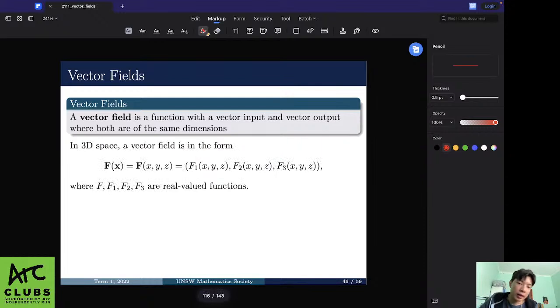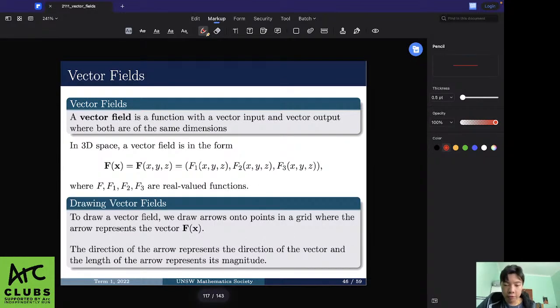So, an example of a vector field in 3D space can be capital F right here. It takes in a vector x, y, z, and then it has three scalar functions, f1, f2, and f3, which are the functions for each individual component. So what we see is that it takes in a 3D vector, but then also produces a 3D vector.